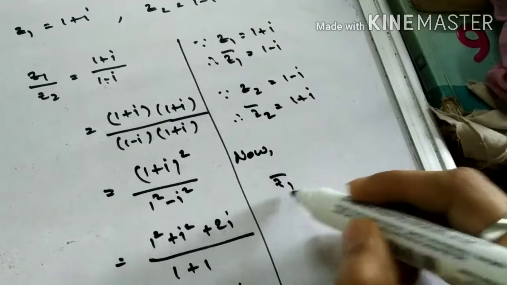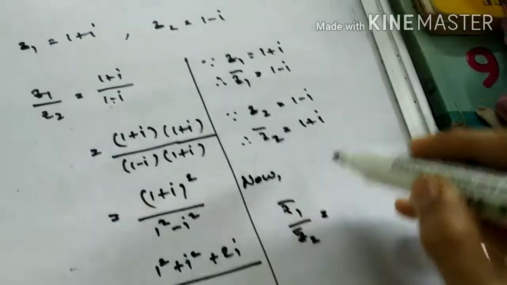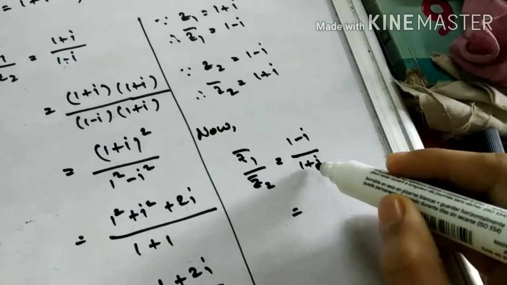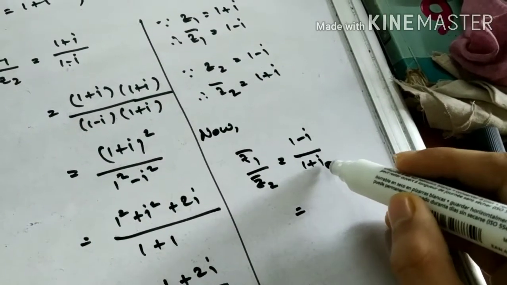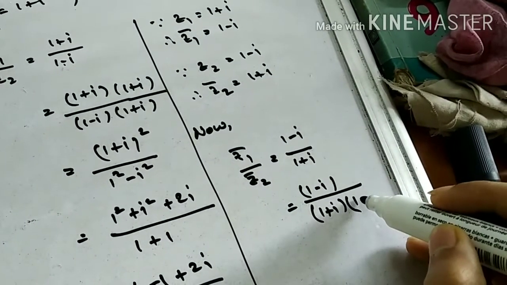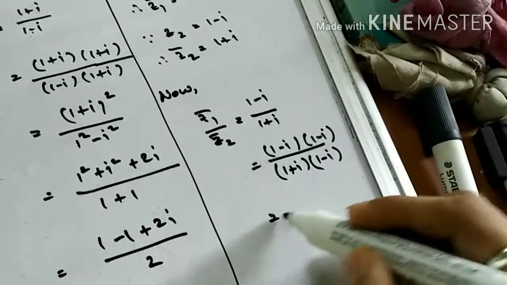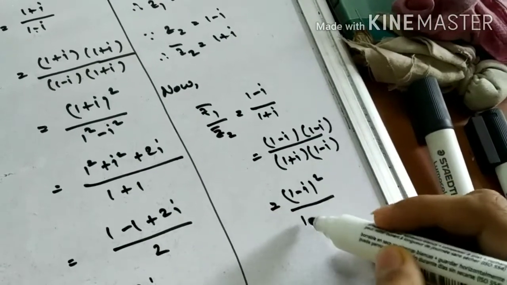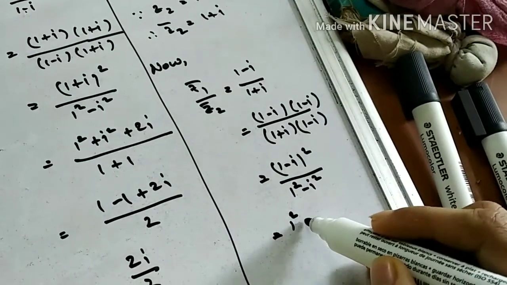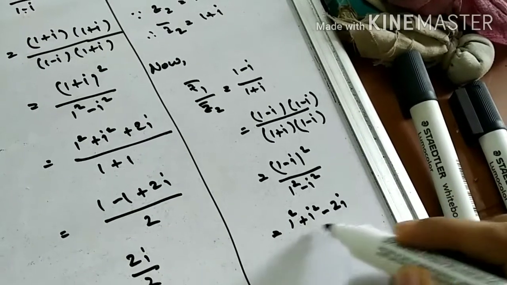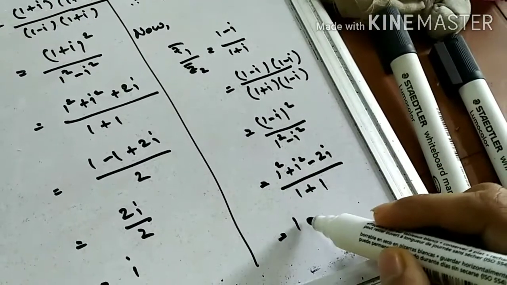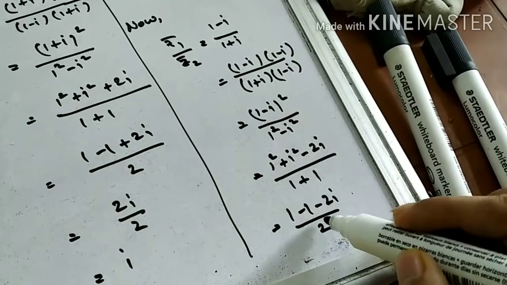Now z1 bar by z2 bar becomes (1 minus i) by (1 plus i). You see in the denominator it is 1 plus i, so on both sides I will multiply by 1 minus i, (1 minus i) times (1 minus i), that is (1 minus i) the whole square, over 1 square minus i square. Break it into the formula: 1 square plus i square minus twice i, by 1 plus 1. So this becomes (1 minus 1 minus twice i) by 2.